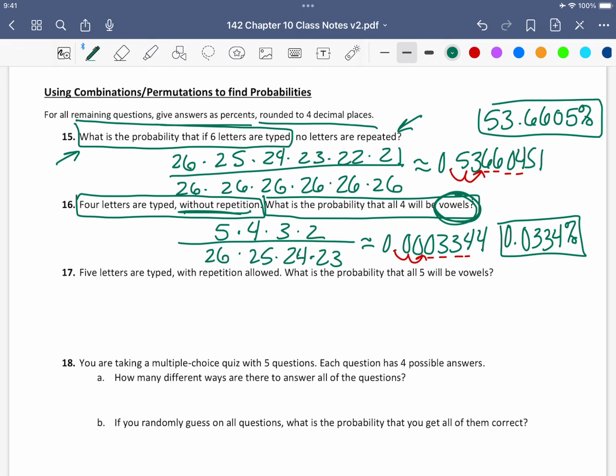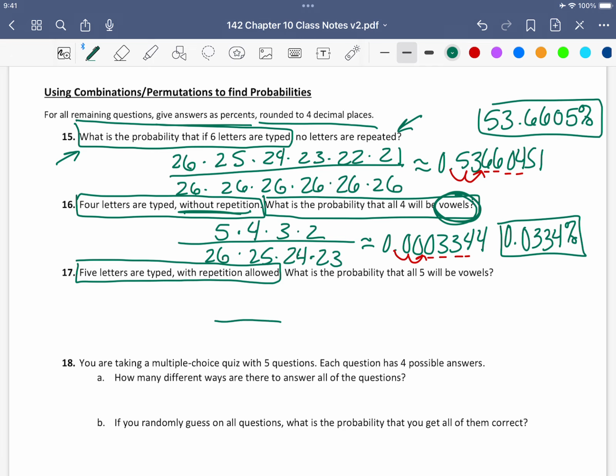All right, let's look at number 17. 5 letters are typed with repetition allowed. So again, this is sort of what we know about what is allowed. That's going to help us with our denominator. What's the probability that all 5 will be vowels? So since repetition is allowed, I'm going to go ahead and use exponents for this just to make it a little bit simpler since we're working with 5 letters here.